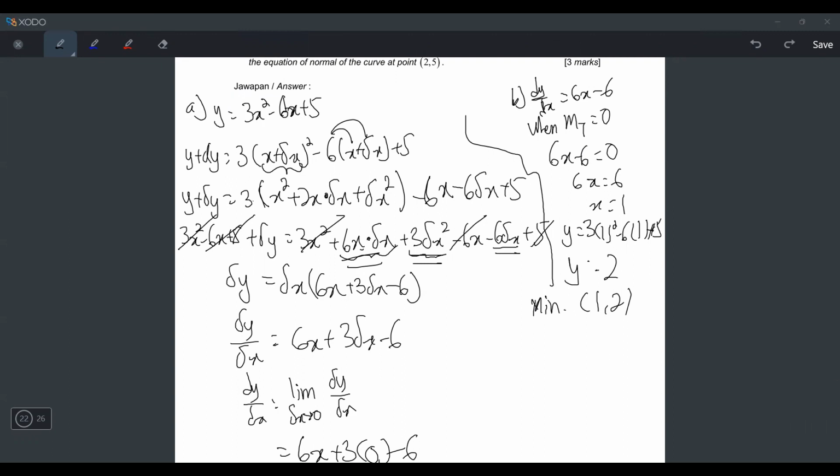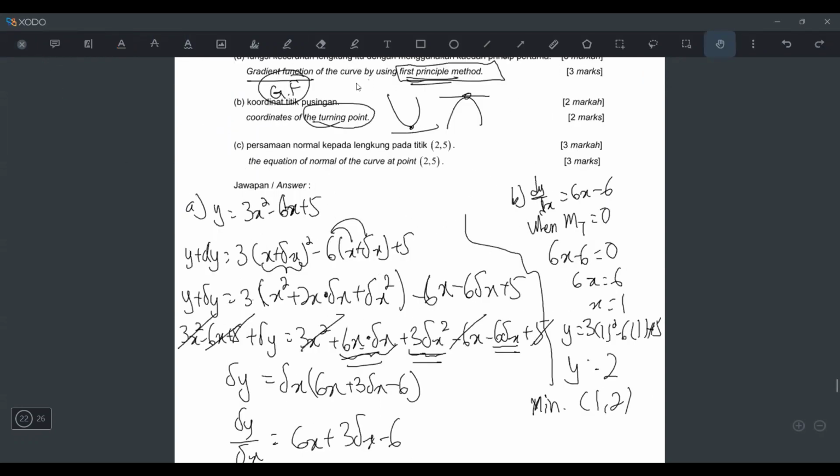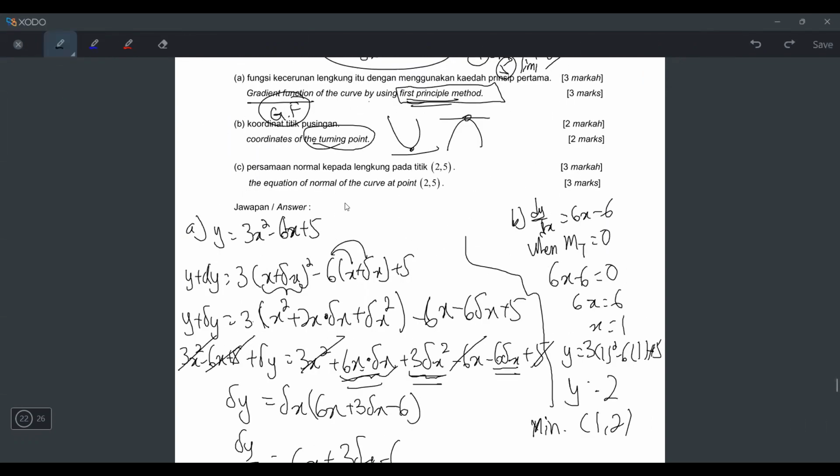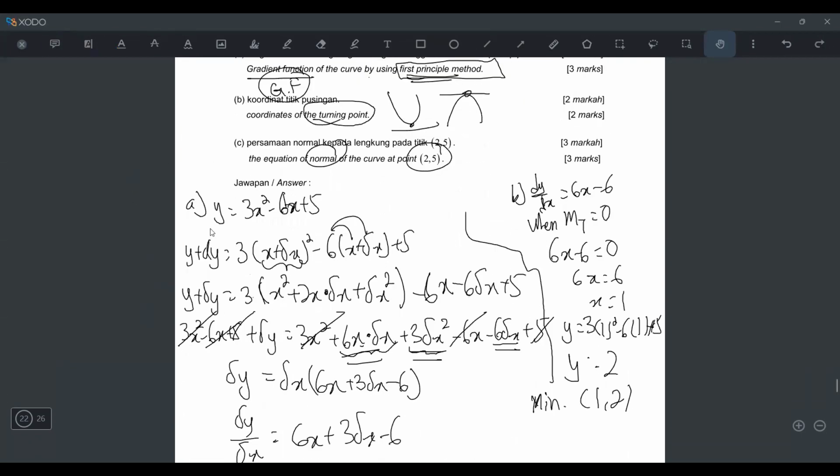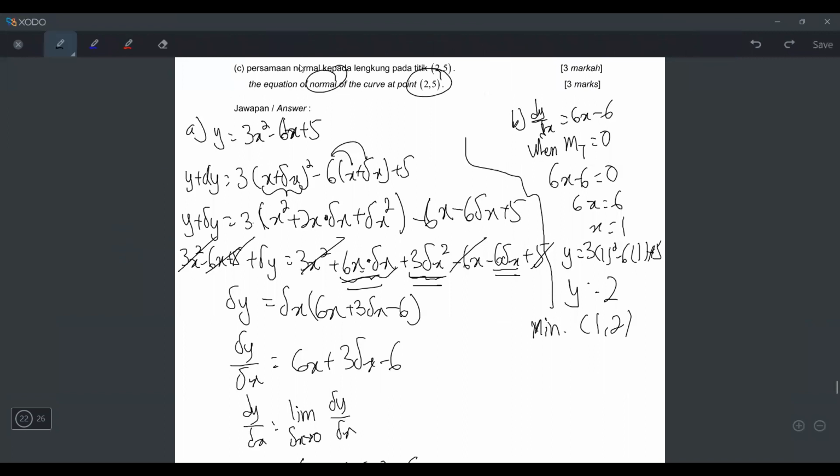What about C? C says find the equation of the normal to the curve at the point 2, 5. Definitely talking about this application, tangent and normal. So find equation: y minus y1 equals gradient times x minus x1. But before using this formula, I need to get my gradient of normal and also the point. But the point I know already, 2, 5.